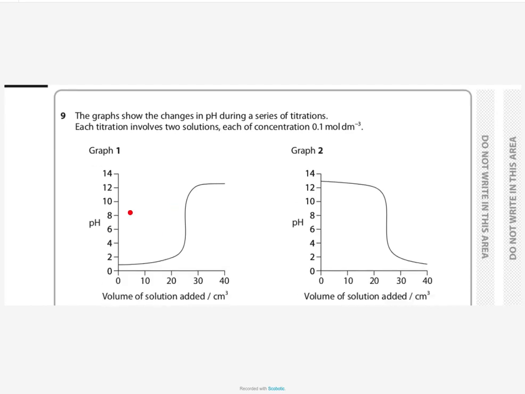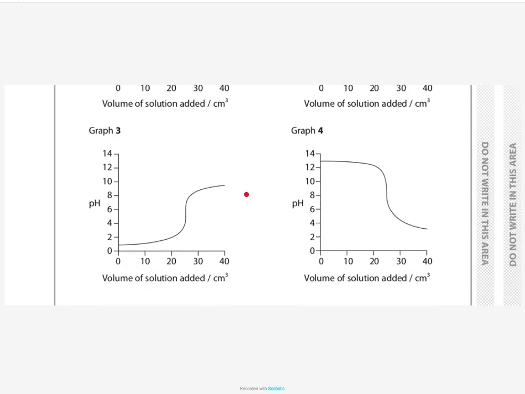Now, what is this graph? Let me name all the titration curves. This is strong acid, strong base, because the endpoint is 7. This is also strong acid, strong base. The difference here is your conical flask contains a strong base here. Here, the conical flask contains a strong acid. That's the only difference. There's nothing weak here.